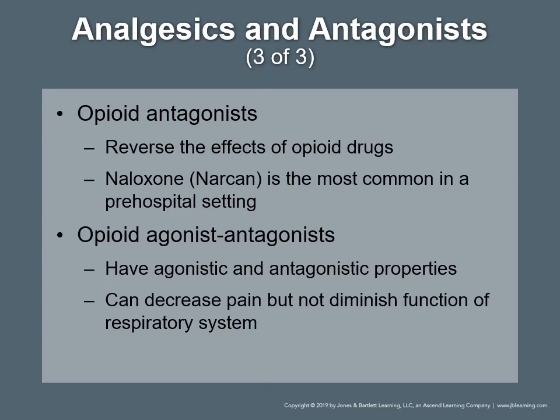Opioid agonist-antagonists. These have agonistic and antagonistic properties. They are often preferred because they can decrease pain but not diminish function of the respiratory system or lead to dependence or addiction.